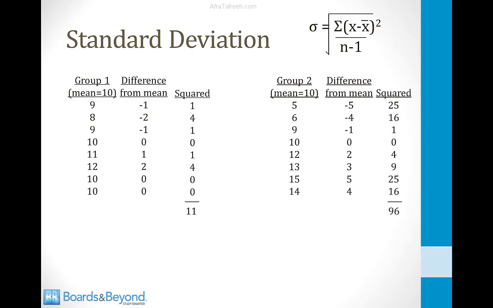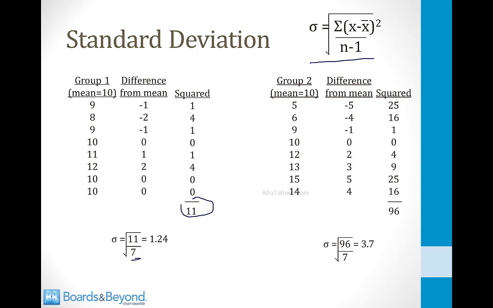Next thing we do is square all those numbers. So this is going to eliminate all the negative numbers and give us only positive numbers, and then we add them up. So for group 1, they add up to 11 because most of the data points in group 1 are close to the mean. In group 2, they add up to 96 because the data points in group 2 are further away from the mean. And now we're going to plug it into this equation up here in the top right, and we're going to take that summed value, divide by the number of samples minus 1, which is 7 in both groups, and then take the square root of it.